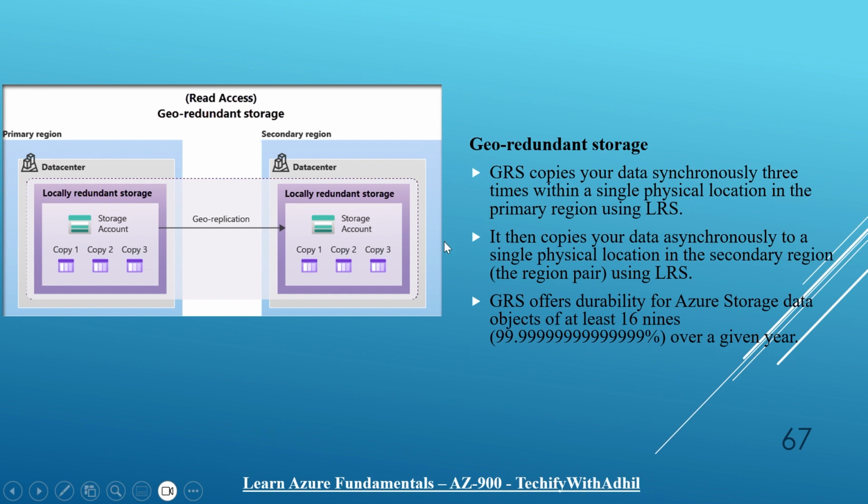So this is like, from the image we can explain. We have a primary region, we have data here. So the data will have 3 local copies, meaning it will have copies within a single physical location in the primary region, and that will be copied over to a secondary region. So it will have totally 6 copies of your data, 3 in the primary and 3 in the secondary region. So it has a high durability.